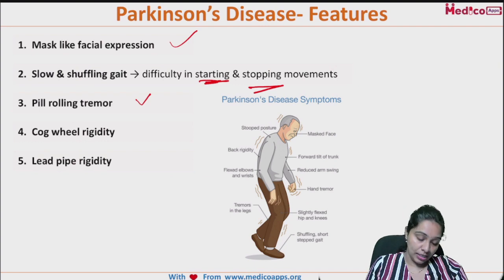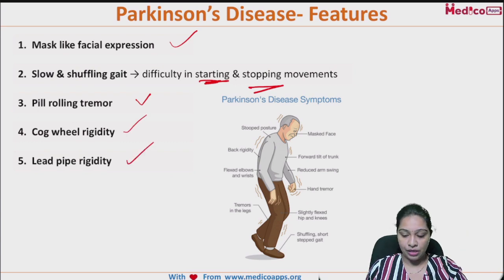Then there's a pill rolling tremor, something like this. The tremor is like this. Then there is cogwheel rigidity and lead pipe rigidity. So these are the important points about the basal ganglia.